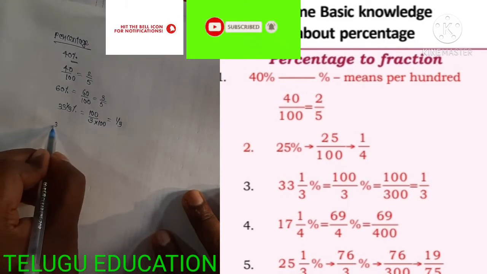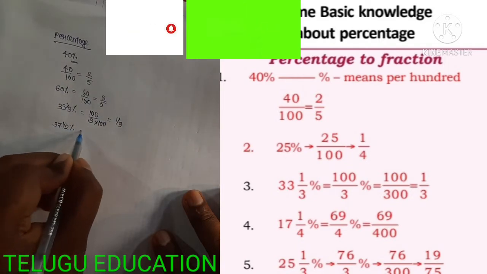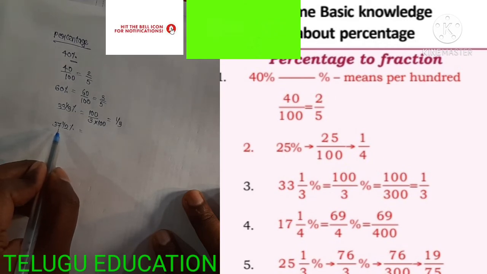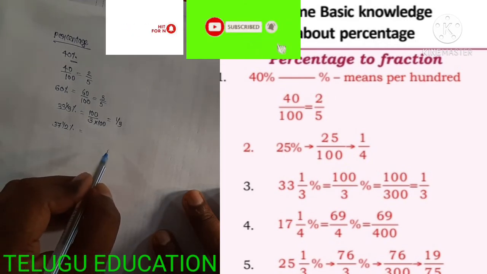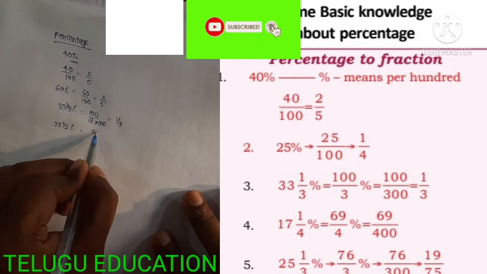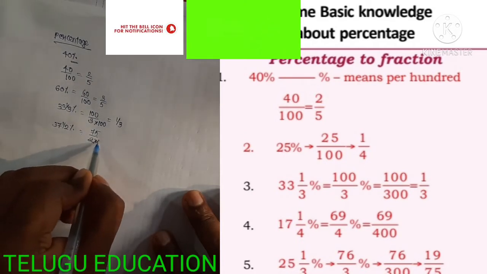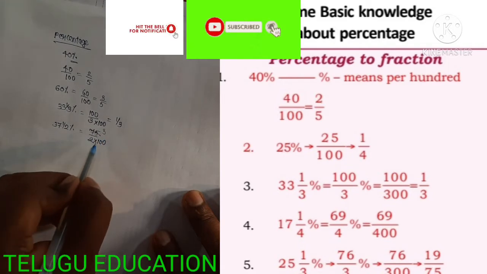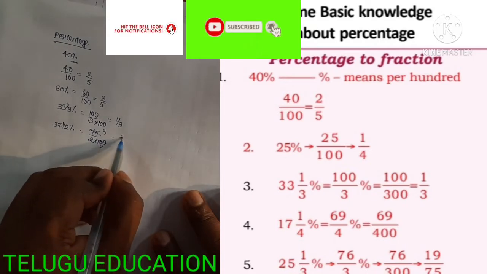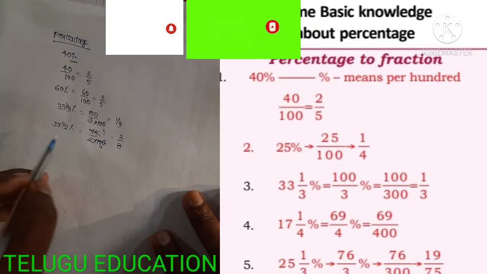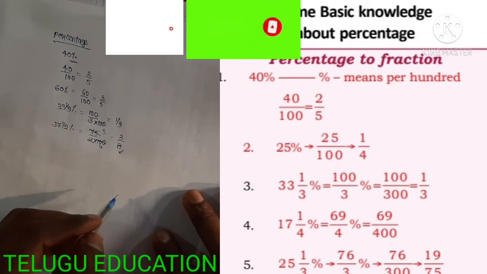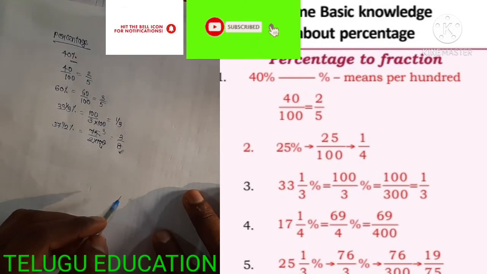Next. So what is the value of 37.5 percentage? Okay. So 37 into 2, 74 plus 1, so 75/2 percentage. Percentage means by 100. So 75/200, and after simplifying, the value is 3/8. So 37.5 percentage is equal to 3/8. Okay.